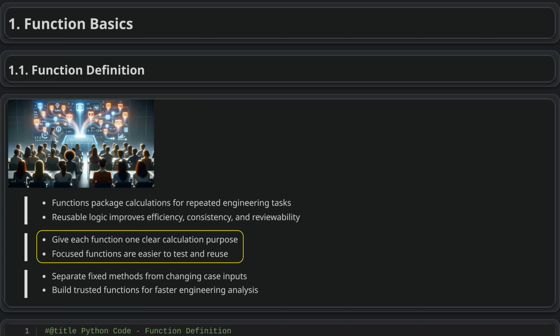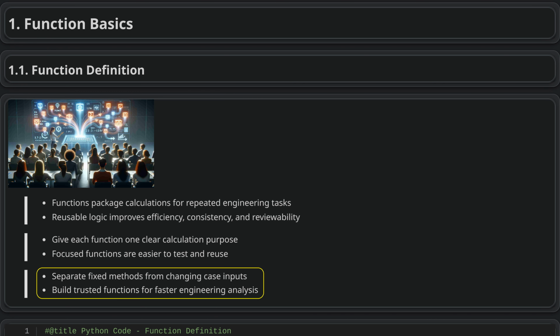When defining a function, first identify the exact calculation it should perform. A good function has one clear purpose, such as finding a Reynolds number or converting gauge pressure to absolute pressure. Keeping functions focused makes them easier to test, reuse, understand, and maintain, while reducing errors when shared across engineering teams.